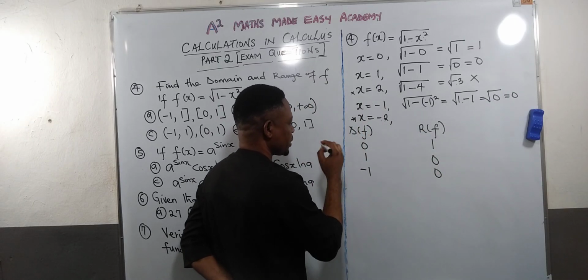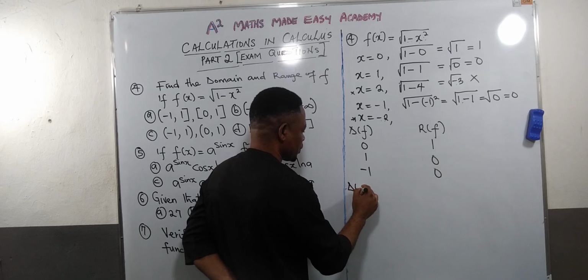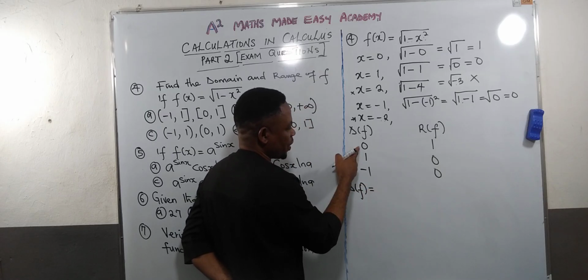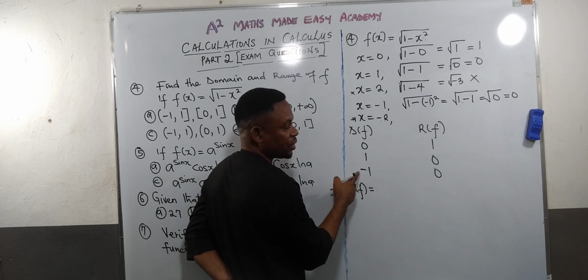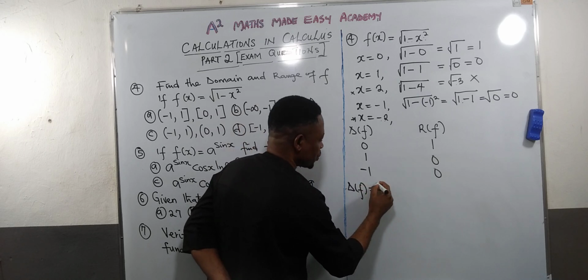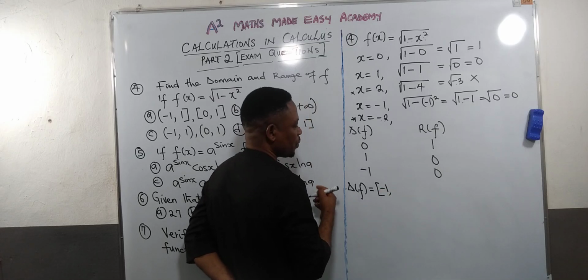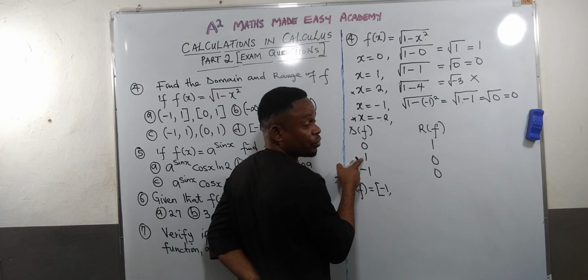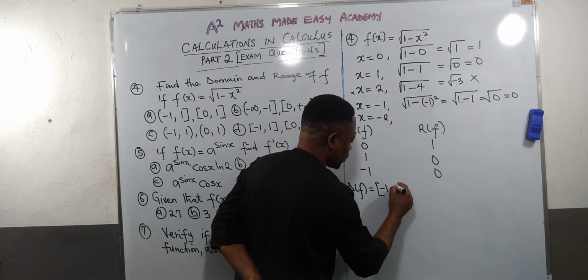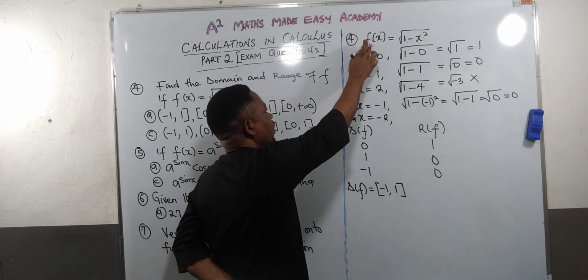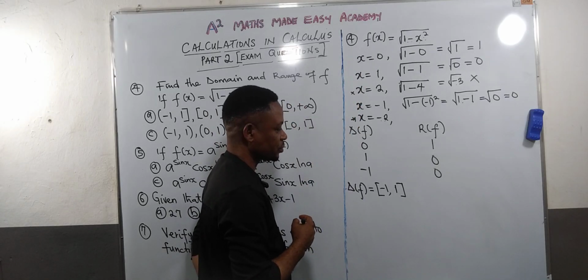Now let's get the domain. I will say the domain of f is equal to, now identify the least value among these. The least value of x is minus 1. So I will introduce a block bracket and put minus 1, comma. Then what is the highest value? The highest value here is 1. So I will introduce 1 with a block bracket. Now this is the domain of this particular function.